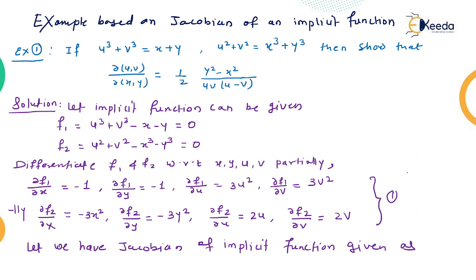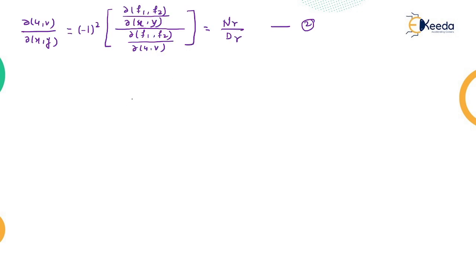So let's see. We have to use these 8 values for finding the Jacobian. Now let's see what the numerator is. I am calculating first what the numerator is.